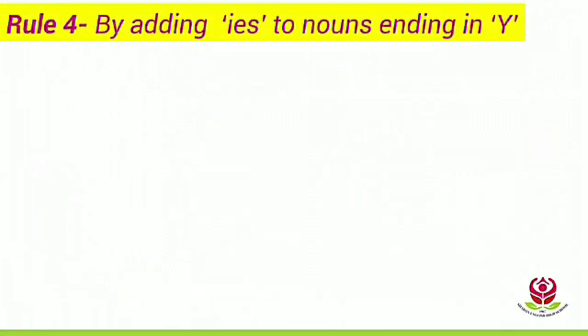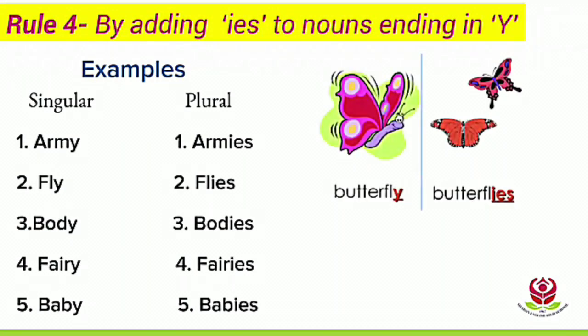Rule number 4. By adding ies to nouns ending in y. The examples are army, armies, fly, flies, body, bodies, fairy, fairies, baby, babies.